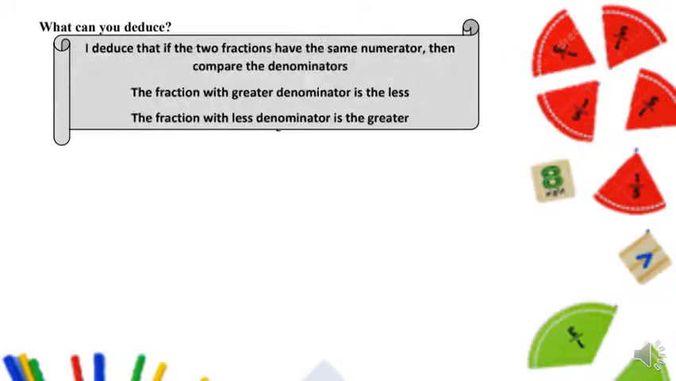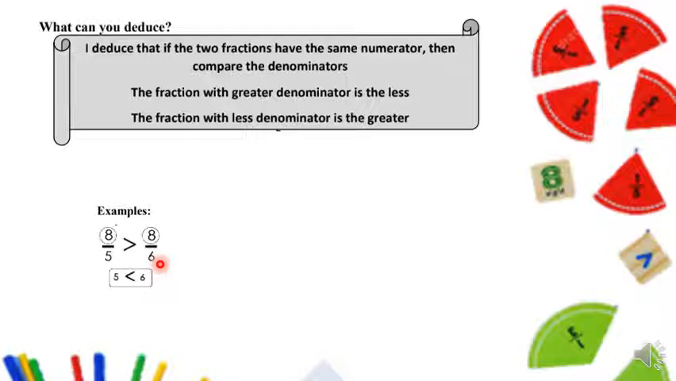So from the previous case, we can conclude that if I want to compare two fractions having the same numerators, the fraction with the greater denominator is less. The fraction with the lesser denominator is the greater, so it's opposite. Let's take examples. Here we have 8/5 and we have 8/6. They have the same numerators. So look at the denominators. Here we have 5, here we have 6.